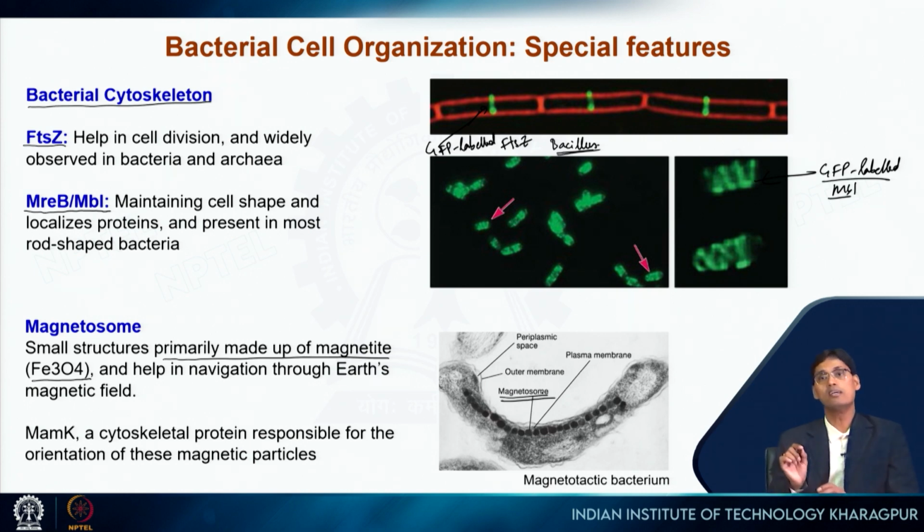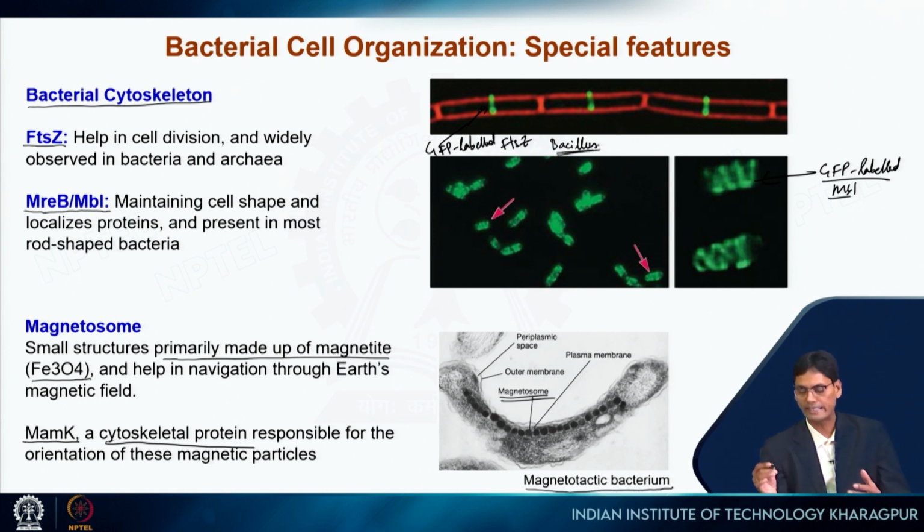See, bacteria are such simple things, just unicellular organisms, but still they have this kind of complexity. And this MamK protein is again another cytoskeletal protein, which is responsible for the orientation of the magnetic particles inside the bacteria. We are just showing one magnetotactic bacterium.